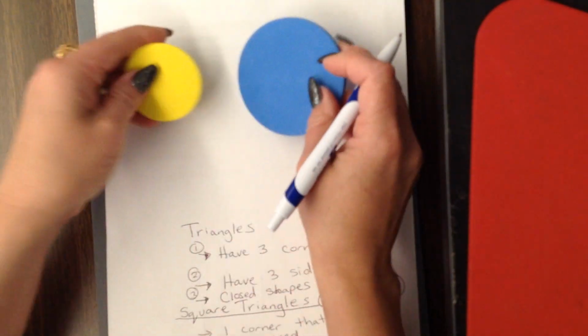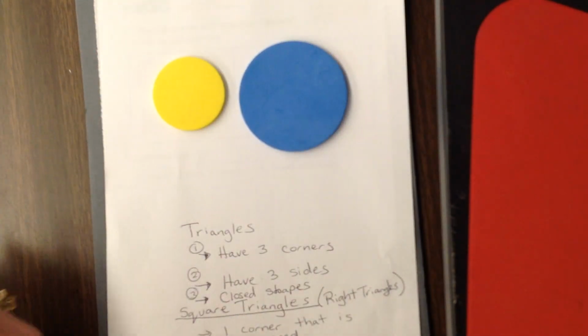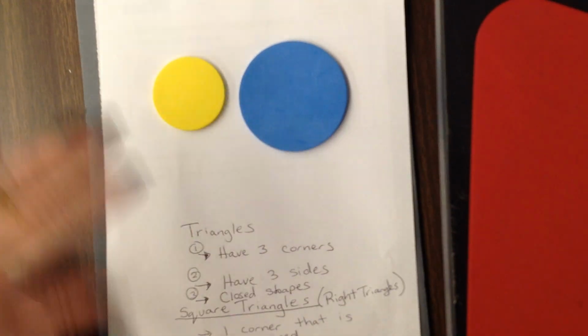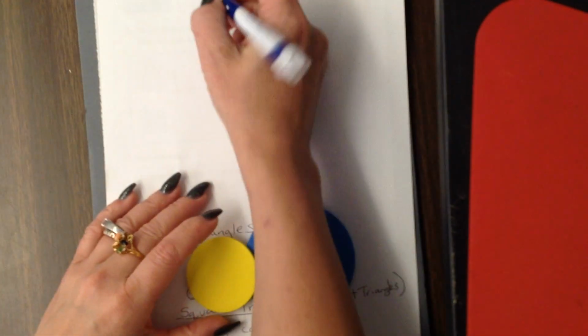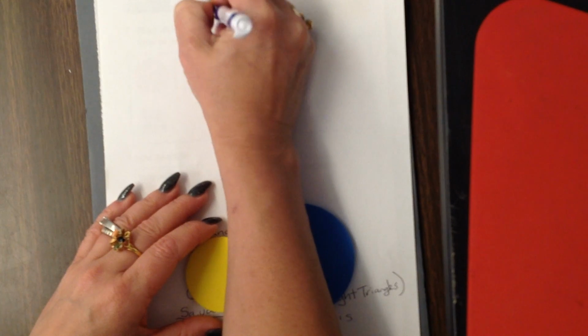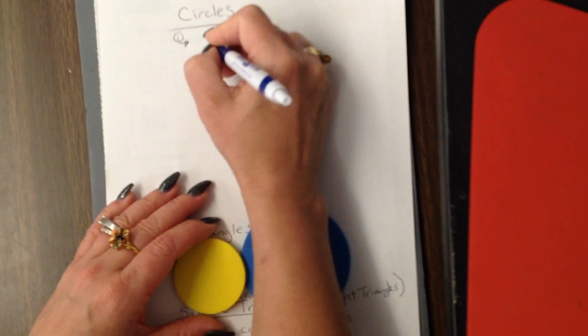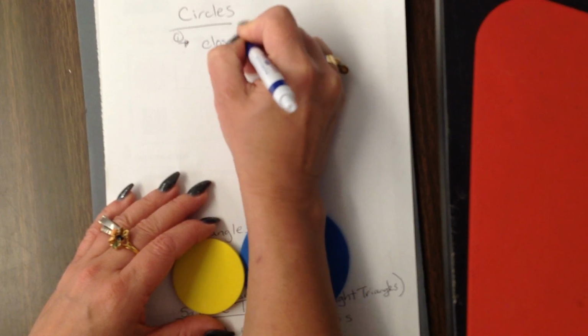All right, let's take a look at a circle. What is something that you notice about a circle? Okay, all right, so they're definitely closed, aren't they? So they are closed shapes, so let's look at circles. So circles, okay, the rules. They are 1, closed shapes.